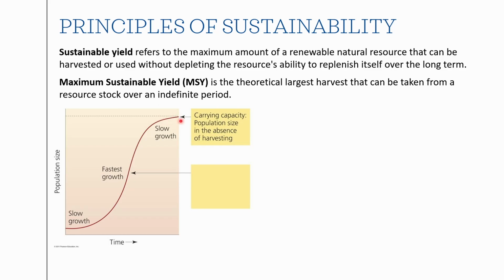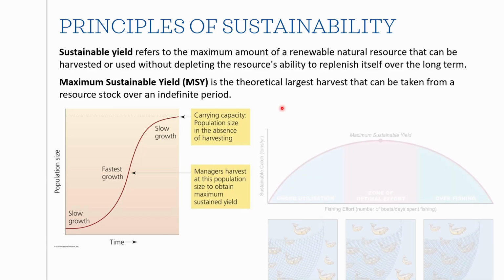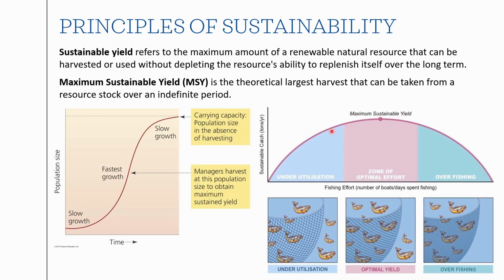What resource scientists, whether fishery scientists or forestry scientists, want to do is figure out what this point is. This is the point at which the population is growing the fastest. If we harvest the population down to this point, in theory, it should rebound and grow back the quickest. And this is what determines the maximum sustainable yield. Basically, this point of harvesting, or effort, here we're calling it fishing effort, is the maximum amount of fish we can take without depleting the resource. So this is why it's called the zone of optimal effort.